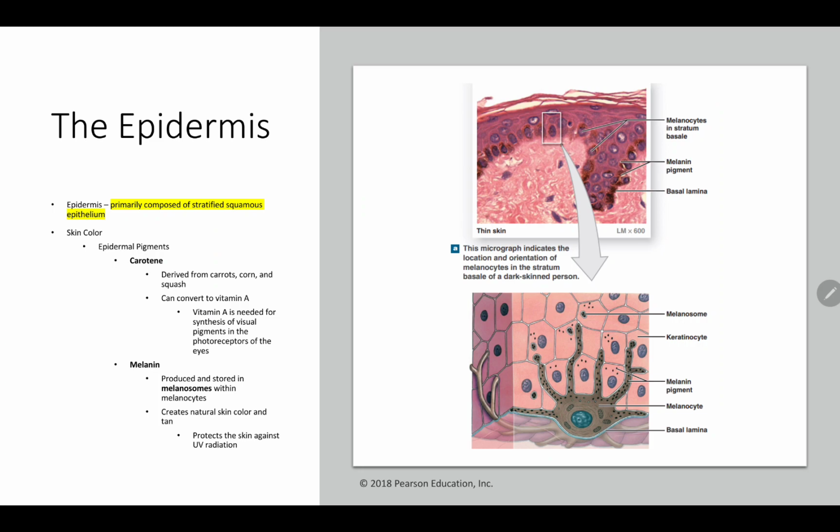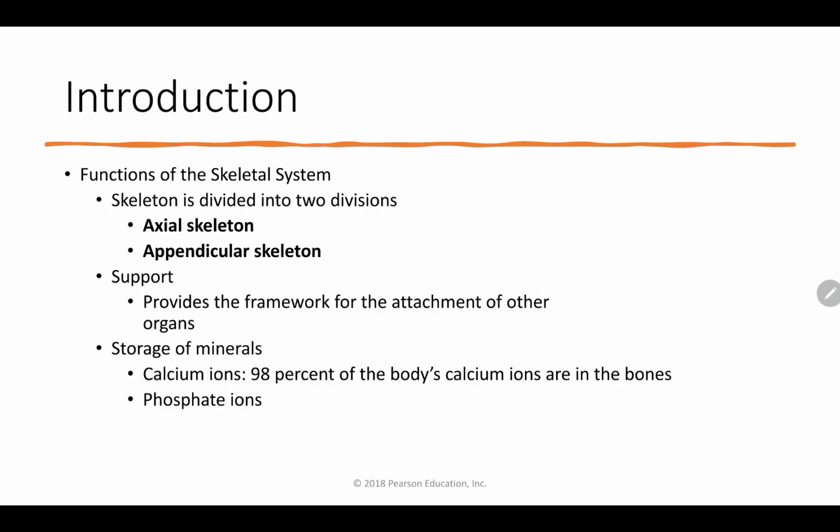Now, the epidermis, part of the cutaneous membrane, is going to be primarily composed of stratified squamous epithelium. Okay, remember that. Epidermis is composed of stratified squamous epithelium. So it's multiple layers of this flattened type of cell.